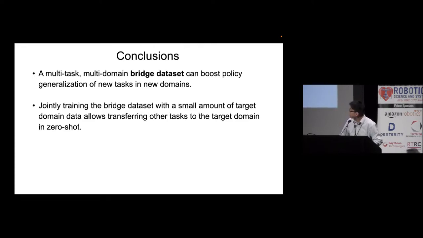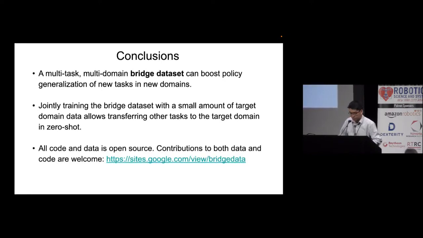To summarize, we showed that a multitask, multi-domain bridge dataset can boost policy generalization of new tasks in new domains. Jointly training the bridge and target data allows transferring other tasks to the target domain in zero shot. The dataset and the code is open source.